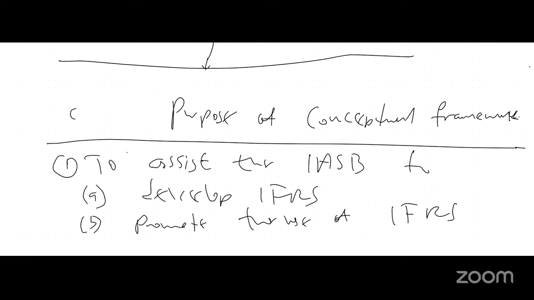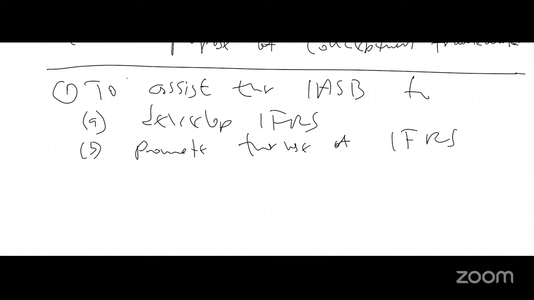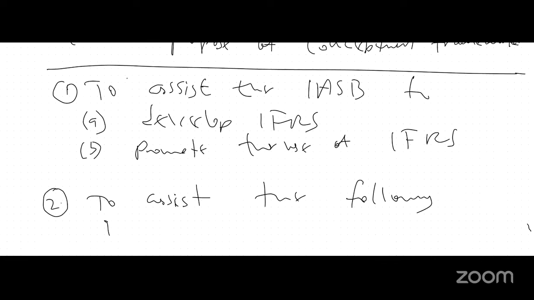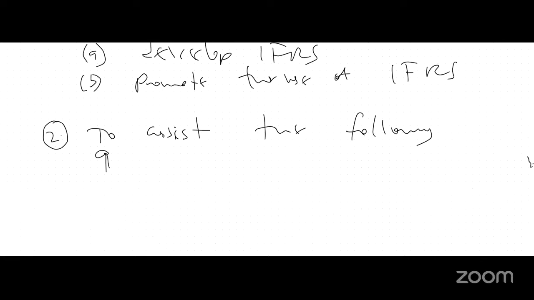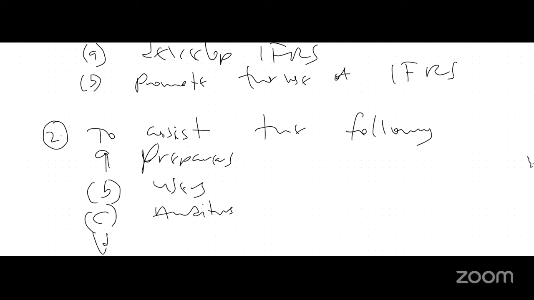Number two, to assist the following. So the conceptual framework also helps the following. These people, they are four in number. One, preparers. Who are preparers? Two, users. Who are users? Three, auditors. Who are auditors? Lastly, standard setting bodies.